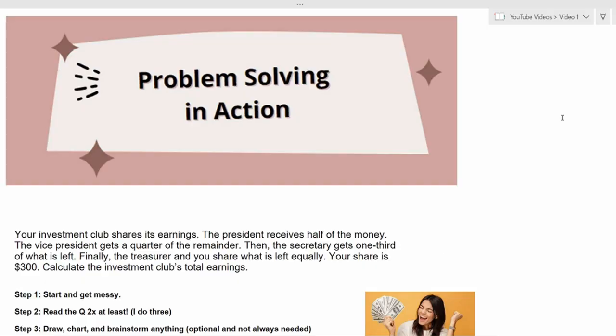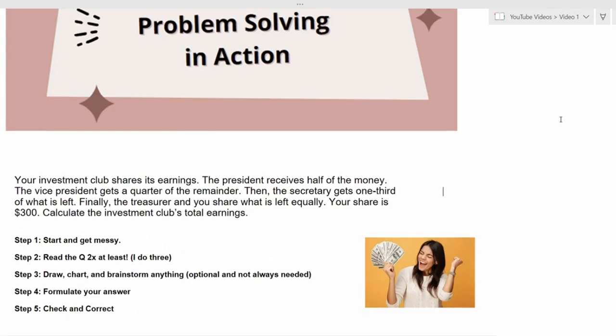Okay, so we are going to tackle a tougher word problem together using those 5 key steps that I've outlined in the previous video. I'll definitely go over them, but let's take a look here. Okay, so let's put some problem solving into action. Here is our next level word problem. First step is to just start and get messy.